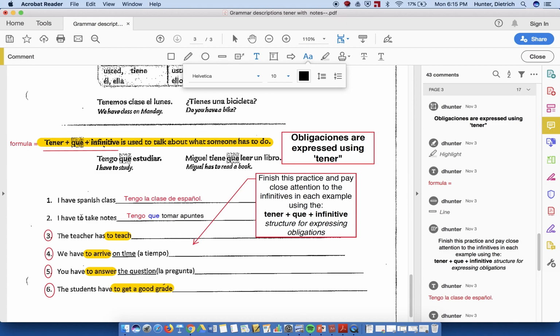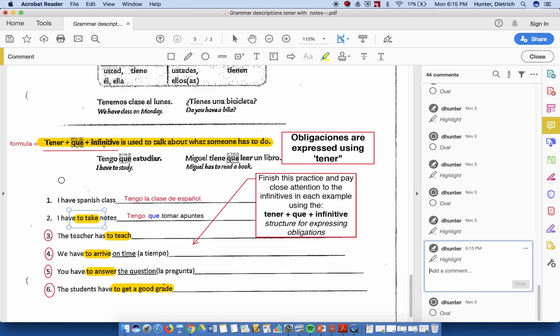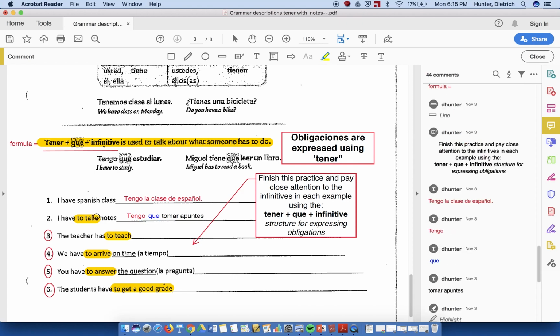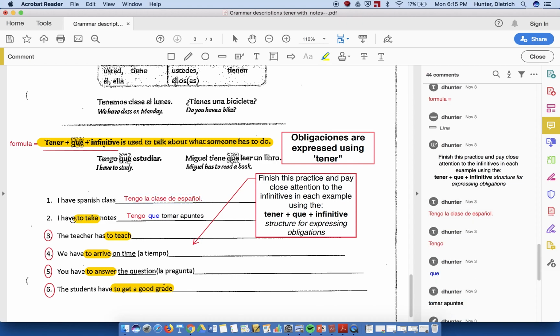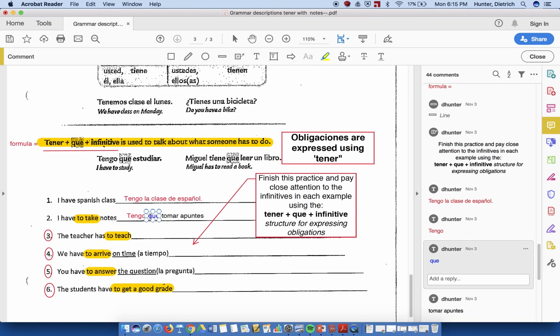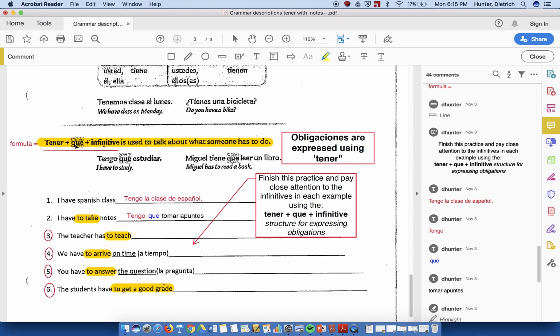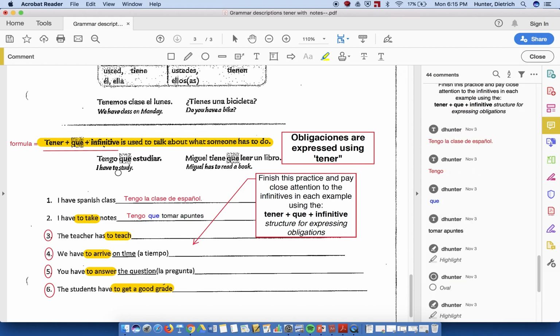I have to take notes. Now this to take notes part lets us know that we have an English infinitive. To take notes is tomar apuntes. So I have segmented this into 3 parts. Tengo, the same, right? I have. That first part's almost identical. It's actually exactly identical. But when we go in to talk about to take notes, we have to add que to show it's an obligation. Instead of just tengo tomar apuntes, we need to have this que here to give the full recognition that we're talking about something that we have to do.